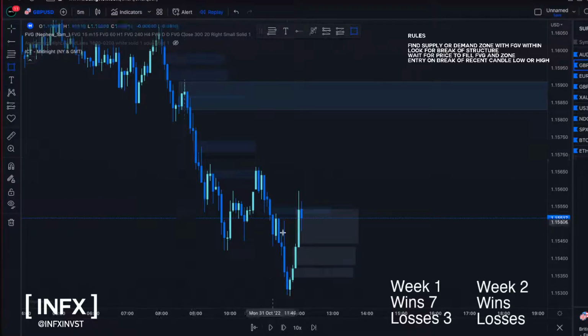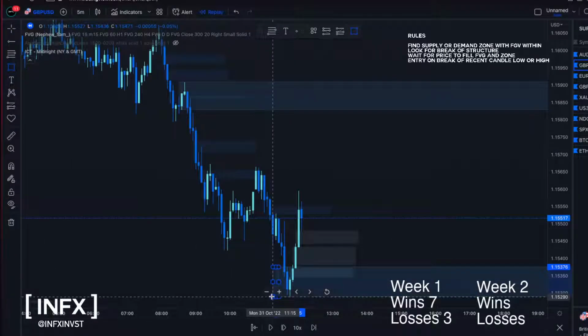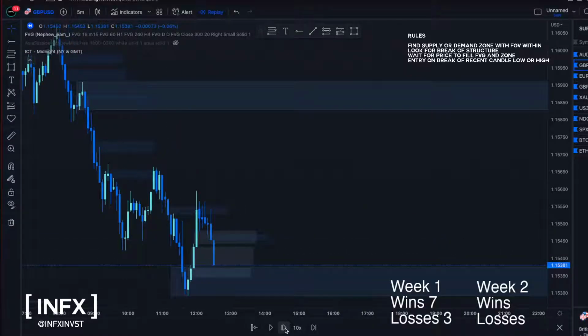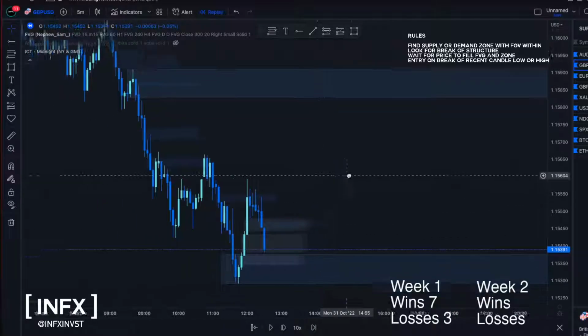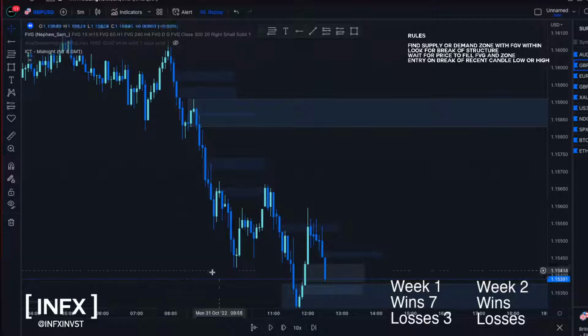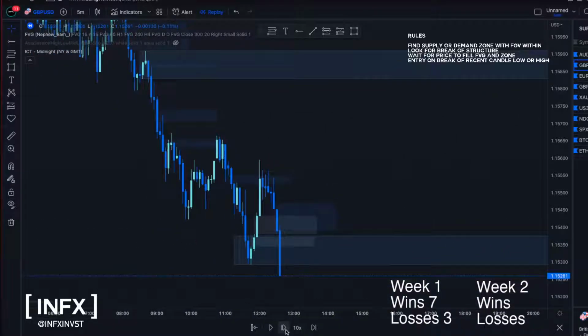Okay, got a demand zone appeared, breaking structure here. Okay, we could get an entry here. So we are after 12 o'clock now. So London session was no entries.